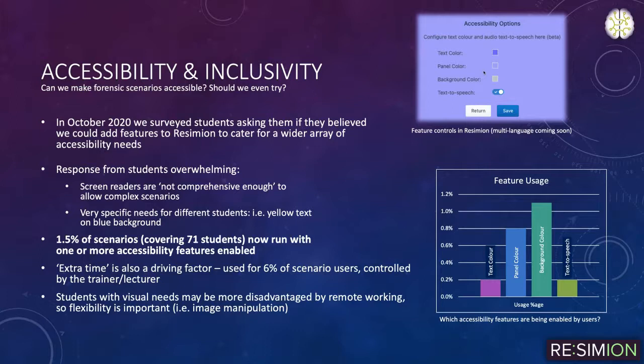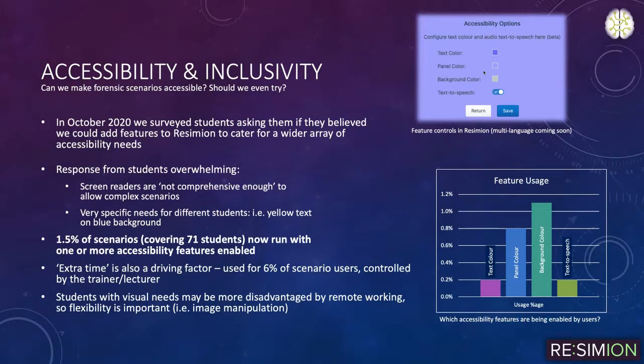Sometimes they're bright blue, sometimes they're yellow. We've had students that have changed colors to be red on black, for example, where it suits their particular needs. And we've realized that's a very important part of actually delivering scenarios that students can customize the experience for them.